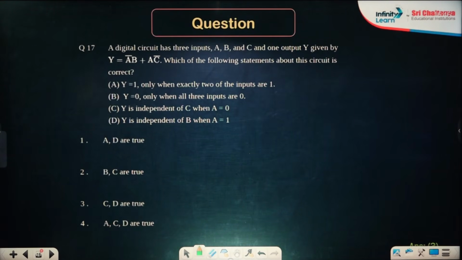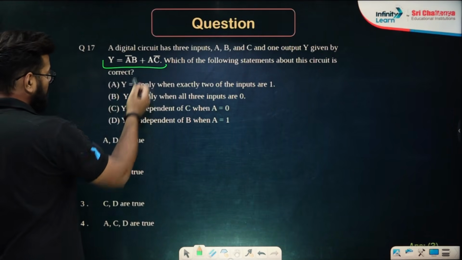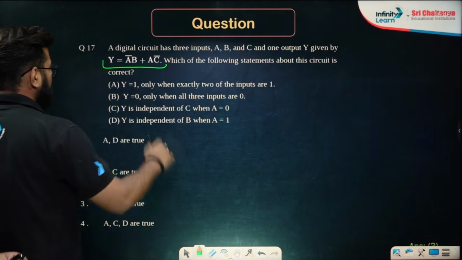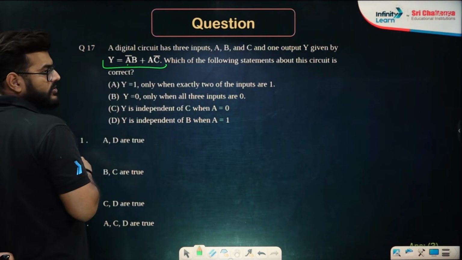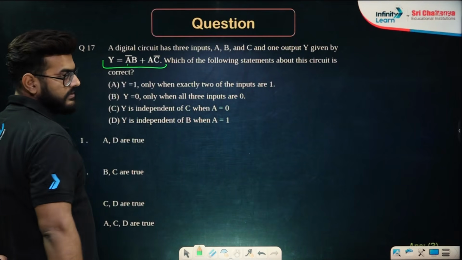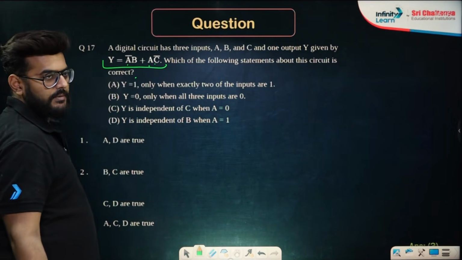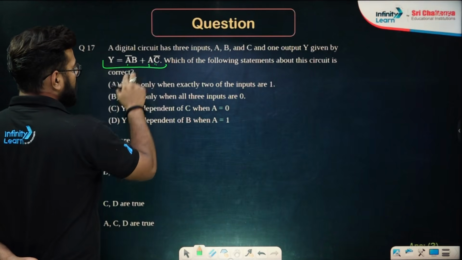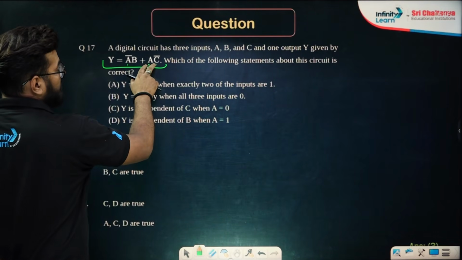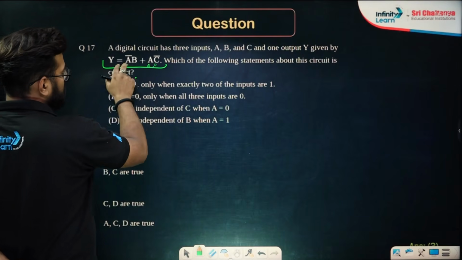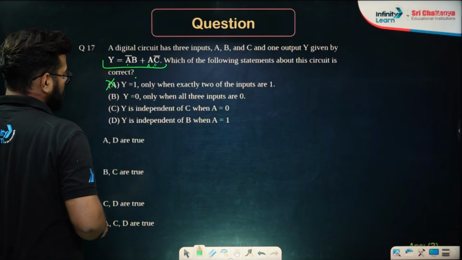A digital circuit has 3 inputs A, B and C. The output Y is given by Y is equal to A bar B plus A C bar. Y is equal to 1 when exactly 2 of the inputs are 1. Are you serious? If I take A equals to 1 and B is equal to 1, so here becomes 0. Here C can be considered 0, or C can be considered 1. So this is going to be again 0. So that means Y is not 1. So this is rejected. Correct?